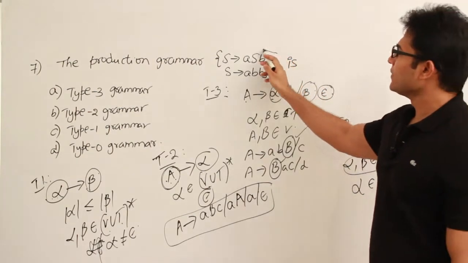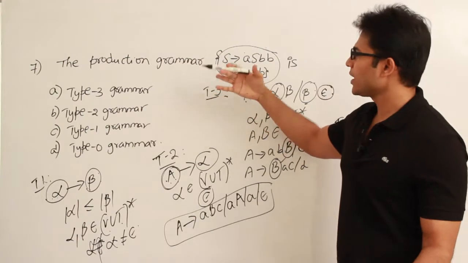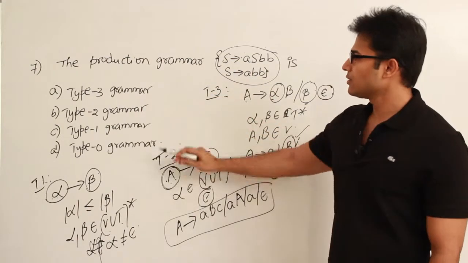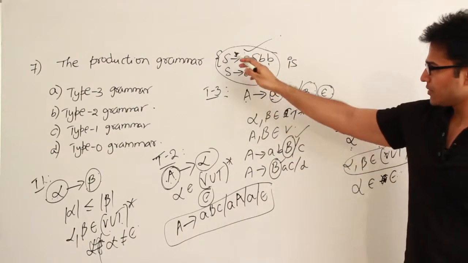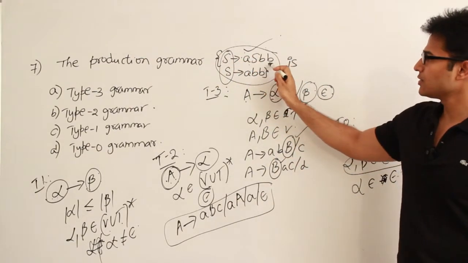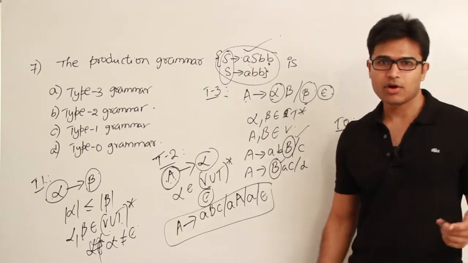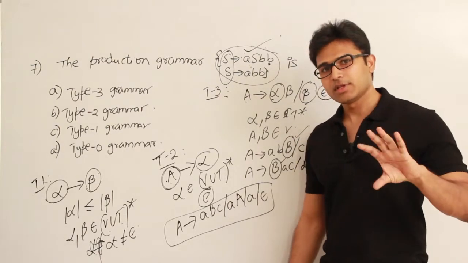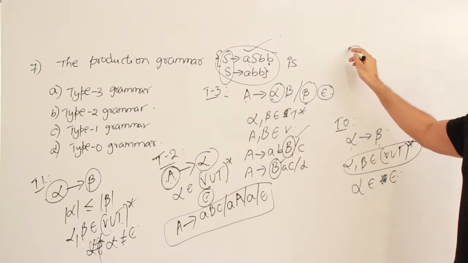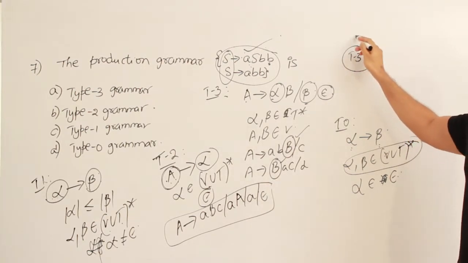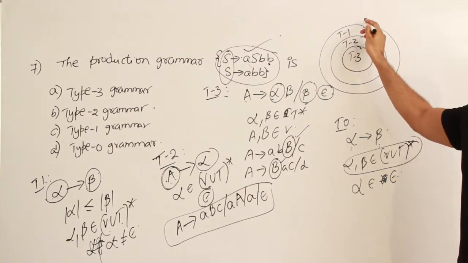So clearly this one is not type 3. They are asking about the highest number. It is not type 3, so it is type 2. It is context free grammar, type 2, because the left hand side is a single variable and the right hand side is a combination of variables and terminals. Therefore it satisfies type 2 context free grammar, right? In fact you can remember one more thing: if a grammar is type 3, then it is also type 2. If a grammar is type 2, it is also type 1.